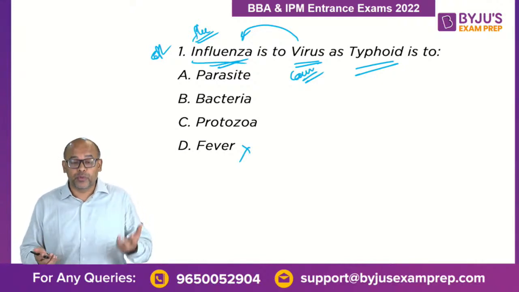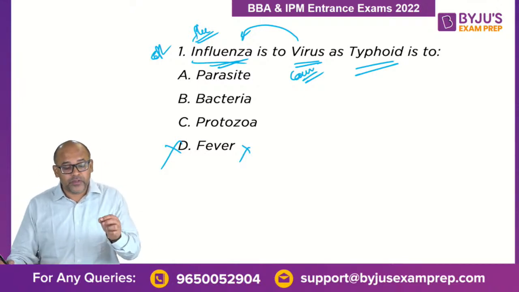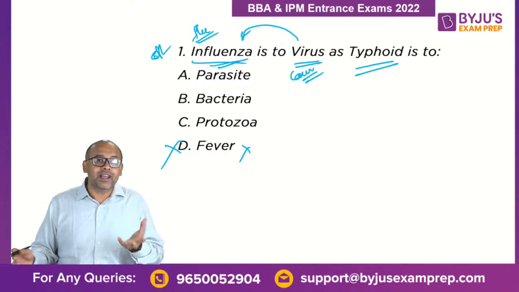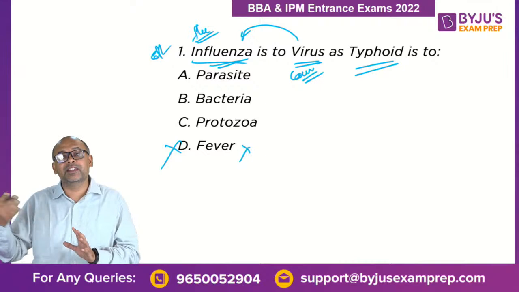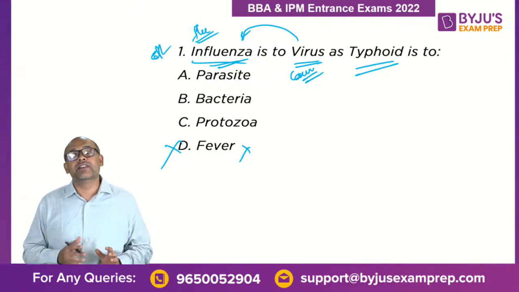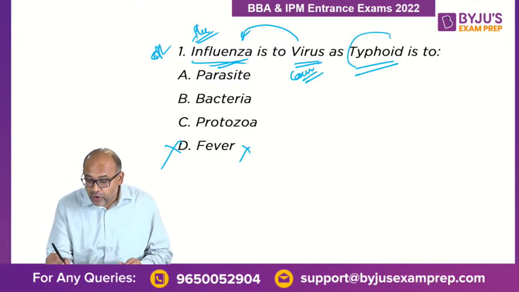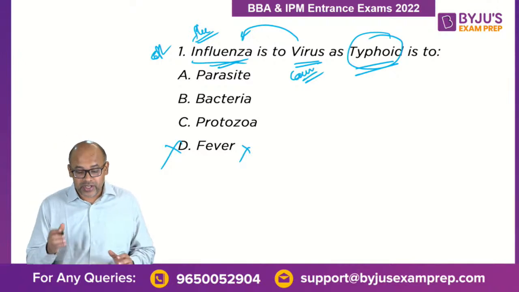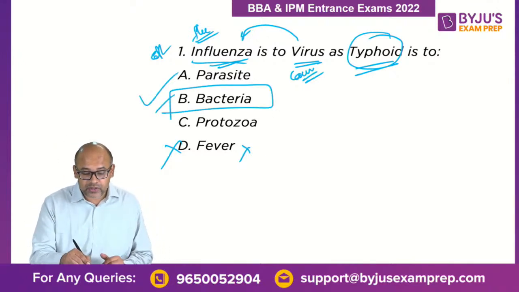Fever is an output, so definitely D is not your answer. Now the question is, which of these three, A, B, C, actually causes typhoid? So technically you will ask me, and I will say it's a part of biology. You would have learned that in your 7th or 8th or 9th class basic biology: typhoid, this fever or the disease called typhoid, is caused by something called a bacteria. So the correct answer is option B.